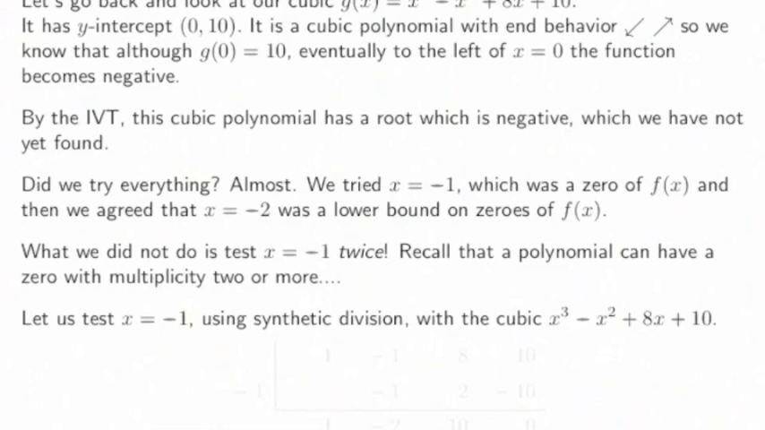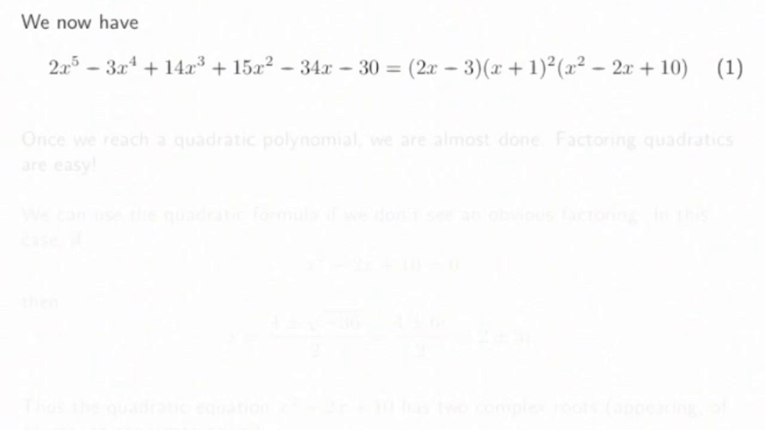So let's try minus 1, plugging it into this cubic. There's my synthetic division, and there on the lower right is a remainder of 0. So when I plug in minus 1, I get 0. So x equals minus 1 is a 0 of this cubic also. So it's a 0 a second time of this fifth degree polynomial. In other words, x plus 1 is a factor twice. So now I have this fifth degree polynomial, and I've discovered that it factors into 2x minus 3 times x plus 1 times x plus 1 times this quadratic.